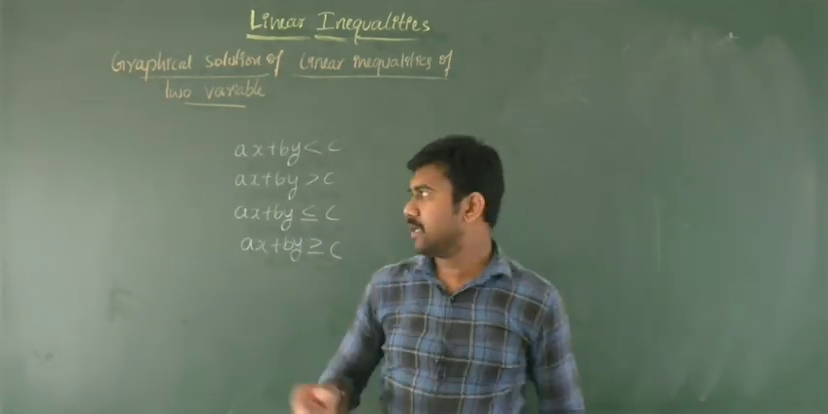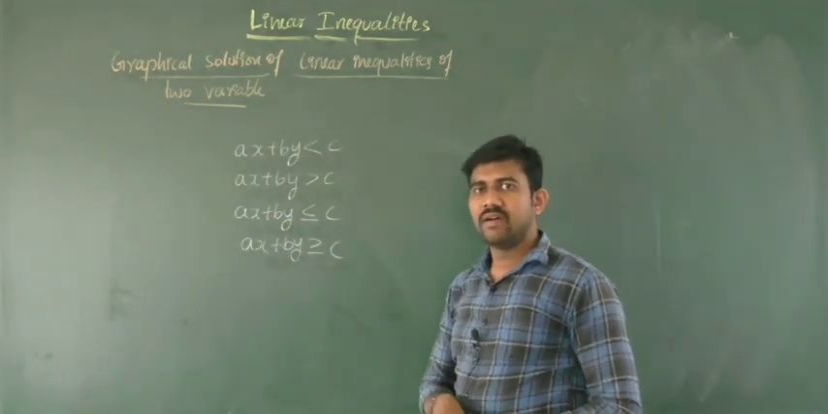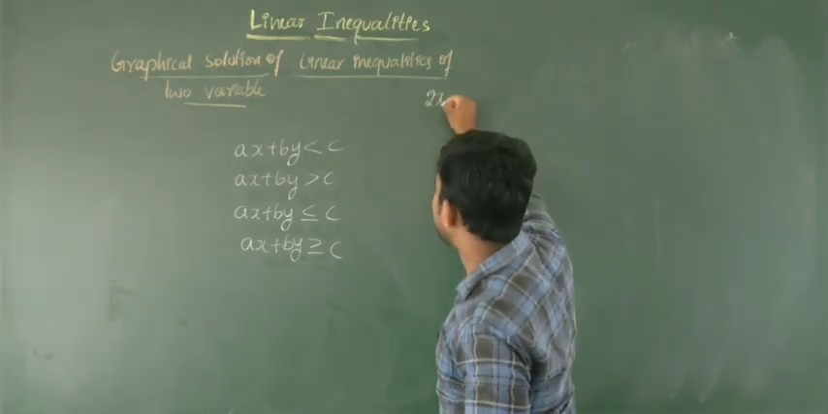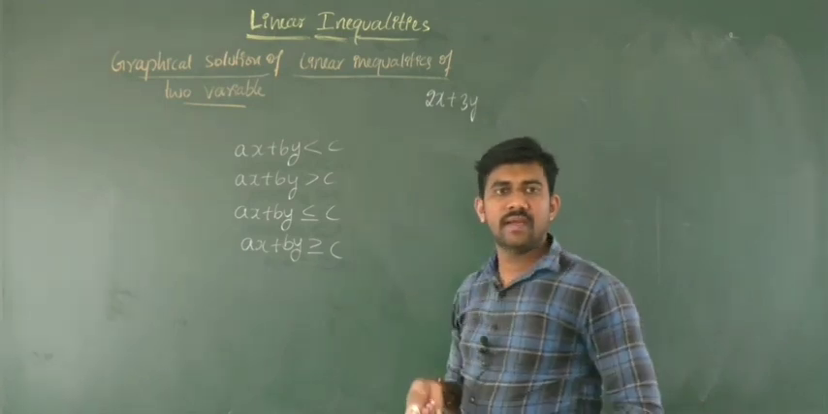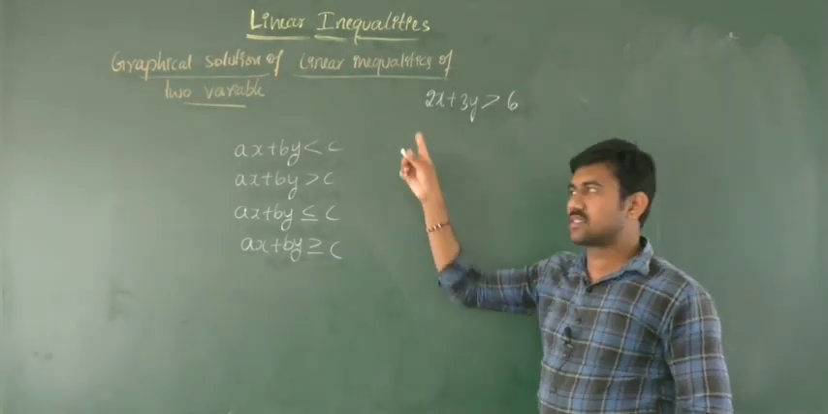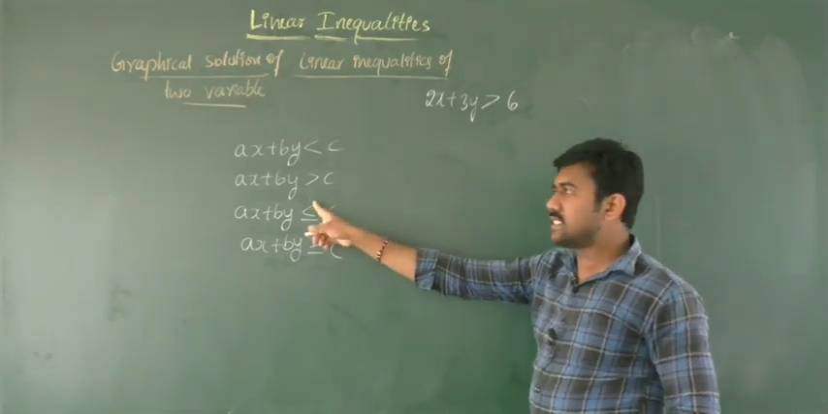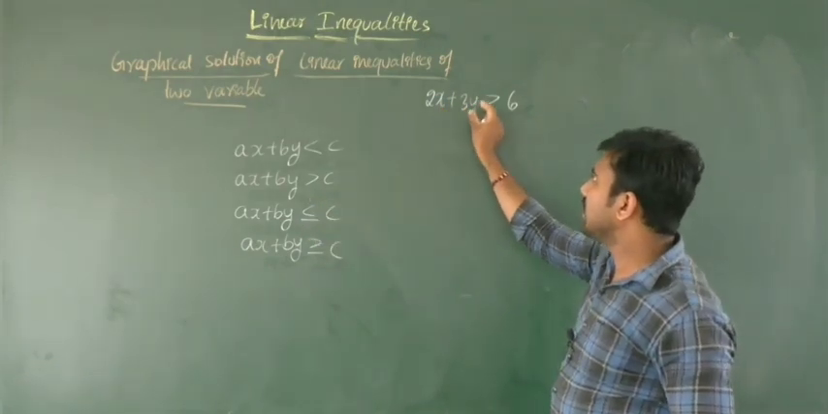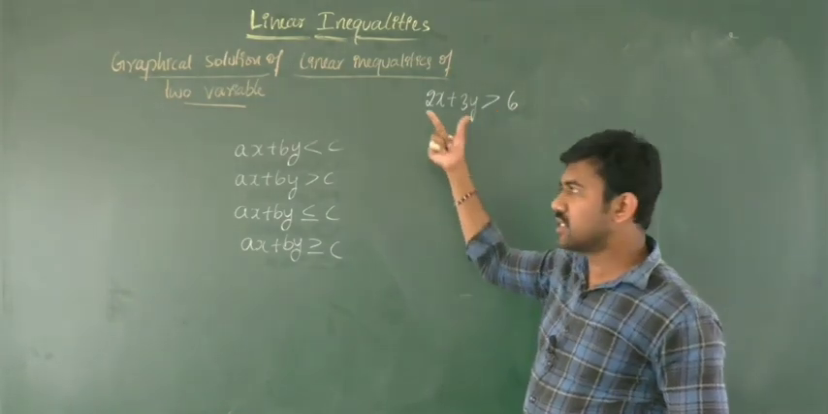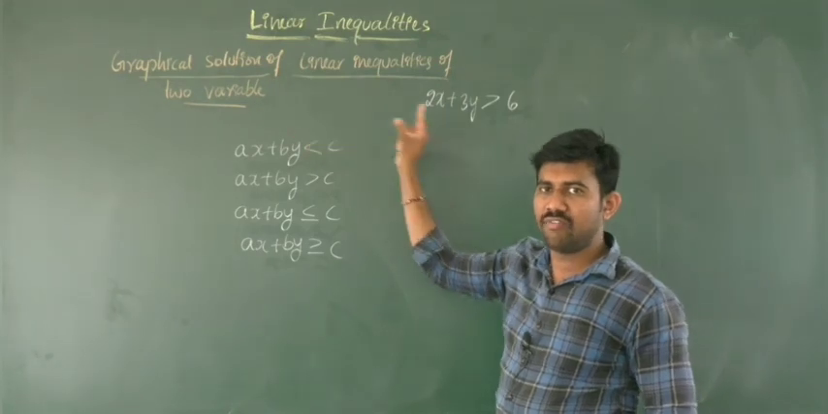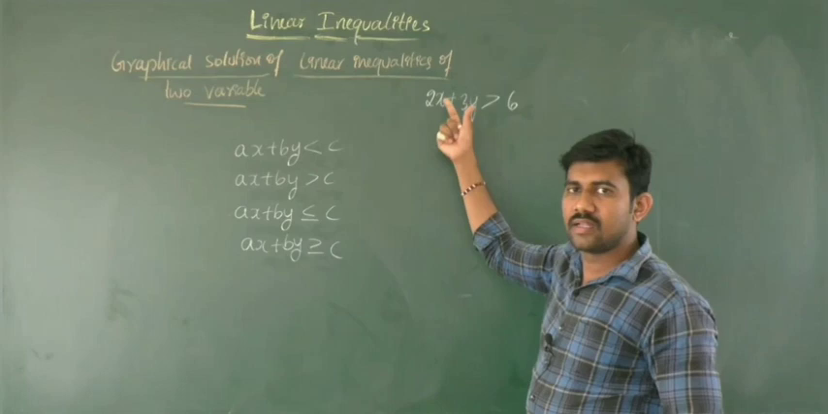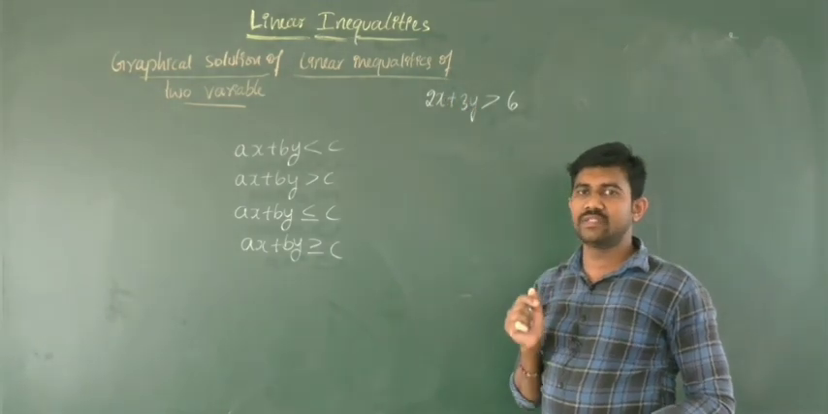Okay, it may be in the form of any one of these. For a simple example, I will consider 2x plus 3y greater than 6. This is of the second type, right? This is a linear inequality of two variables. Now we need to find the solution region of this inequality graphically.